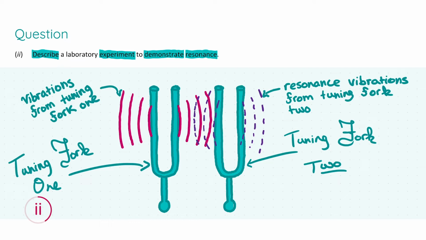And I have here that we strike the tuning fork on a table and we have the vibrations of tuning fork 1 over here in magenta. And therefore we have the resonance vibrations from tuning fork 2. These are in purple. Now I've outlined them with dotted lines because we know that they're kind of secondary vibrations. They're not the strong vibrations which we got by whacking tuning fork 1 off the table. And we have this transfer of energy here. The vibrations from one fork are being transferred to the other fork.